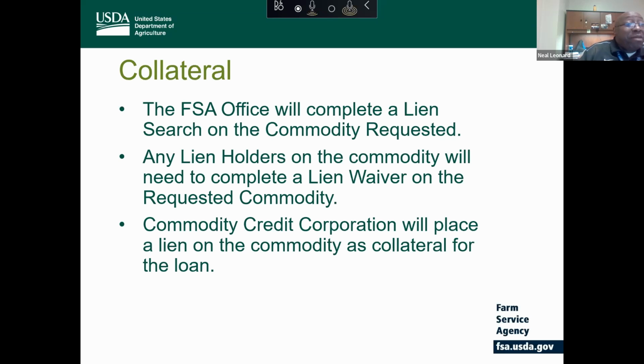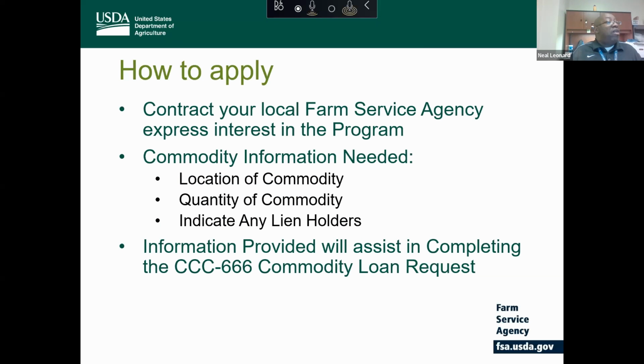So quite naturally, bottom line, what we're saying is, if you are the one in control of the commodity, of the crop, and you want to put it on loan, then we're going to have to put a lien on the crop wherever it's stored, just in case you forego the loan. Like I said, it's a non-recourse loan, but we're going to make sure that we have a lien on the crop. Okay, how to apply?